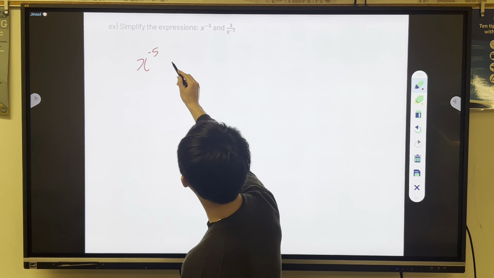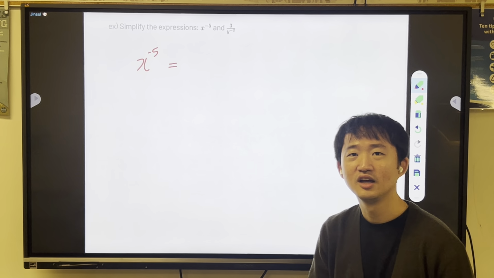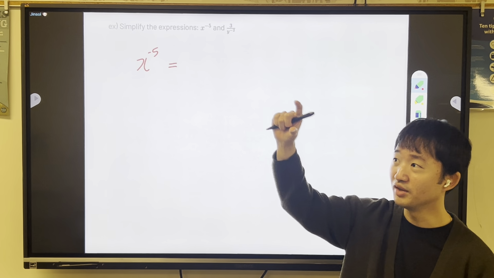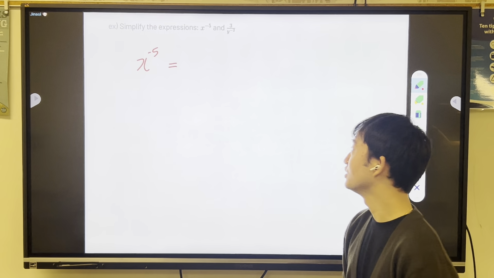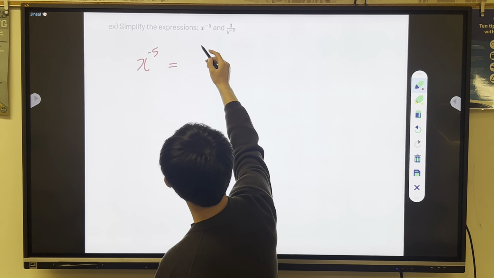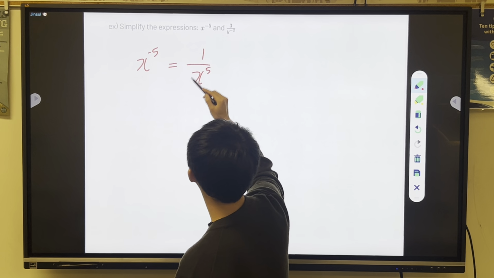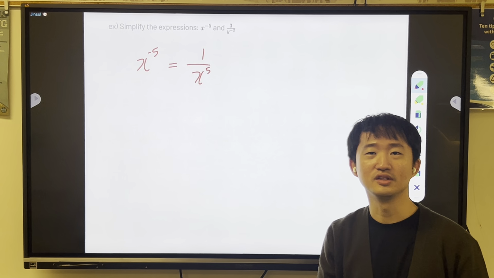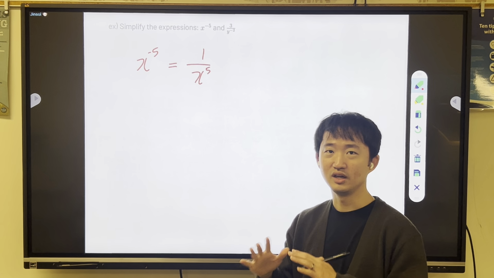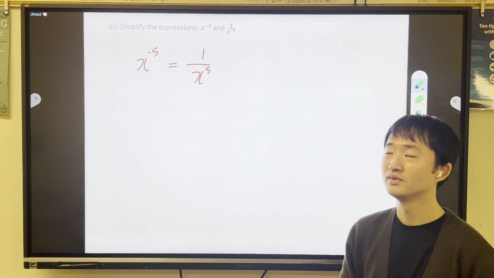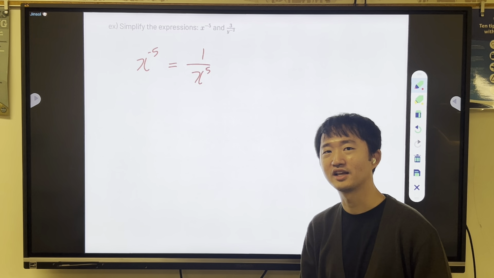Well, what is the reciprocal of x power of negative 5? Well, reciprocal means that we do 1 over something. So the reciprocal of 2 is 1 over 2. So in other words, we're going to take the reciprocal, 1 over x power of negative 5. So that's 1 over x power of 5. And after we use the reciprocal, then we remove the negative sign. So in other words, x power of negative 5 is equal to 1 over x power of 5.